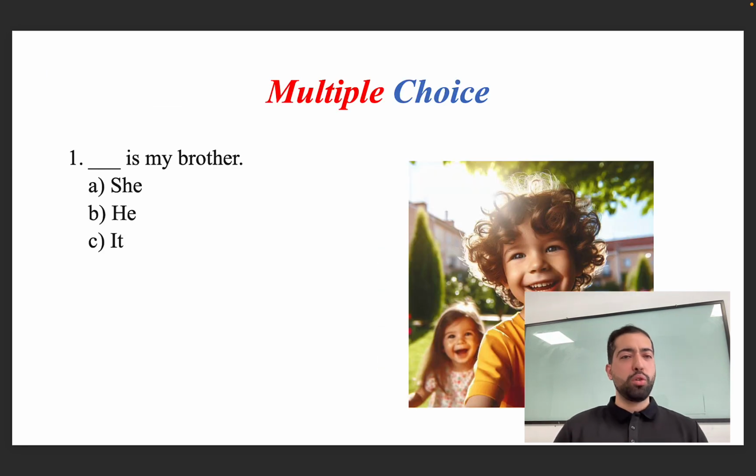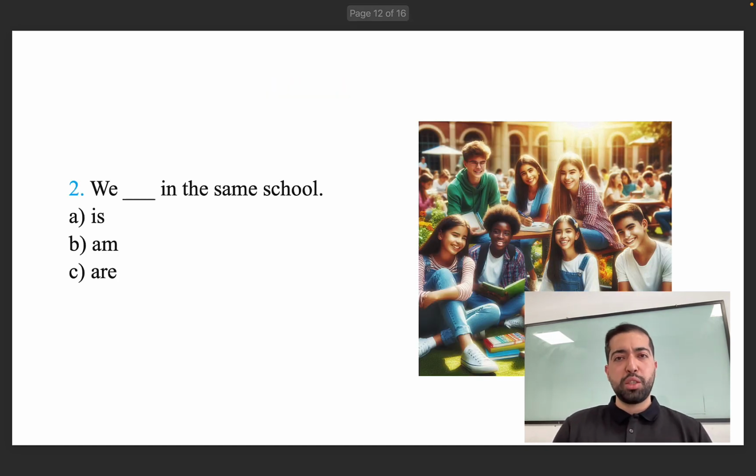Next one. We have multiple choice task here. So blank is my brother. Actually, that girl behind the boy is talking about it. So which one do you think is correct? My brother is a boy. So he is going to be referring to a boy or a man. So we can use he. He is my brother.